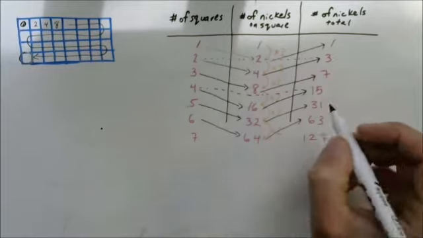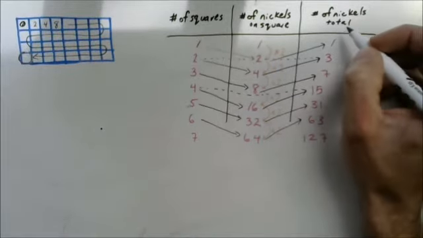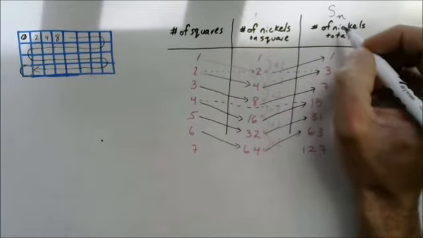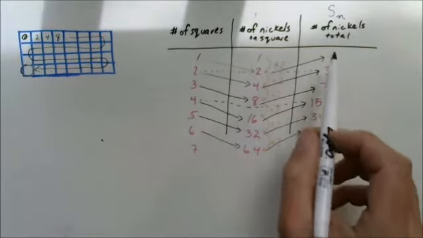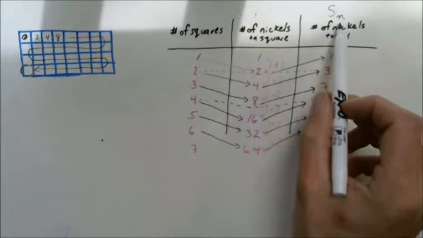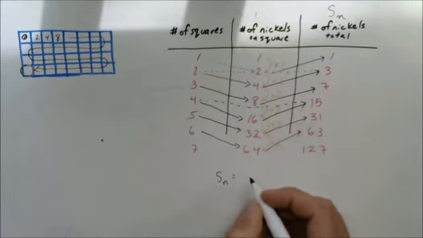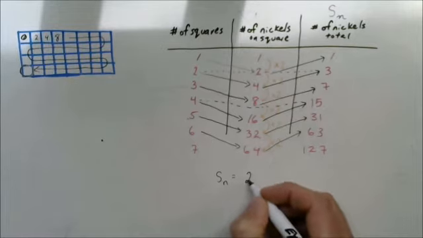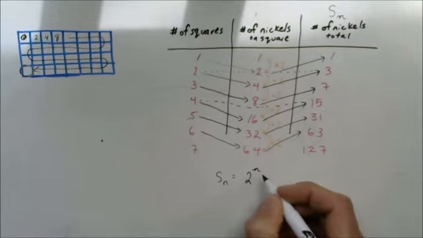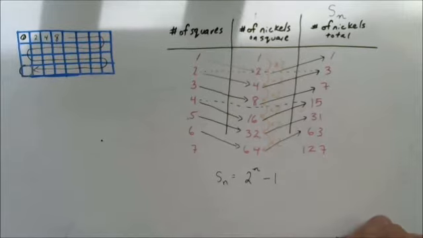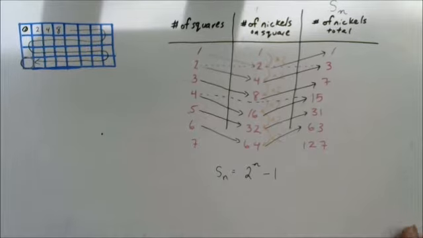So the formula that we have here for our total number of nickels, which is the series, the sum of the terms up to the nth term, is as follows. We have our common ratio of 2. We're going to raise it to the nth power, and then we're going to take away 1. Okay? If you didn't get that, that's fine. That's why we're learning all this today.